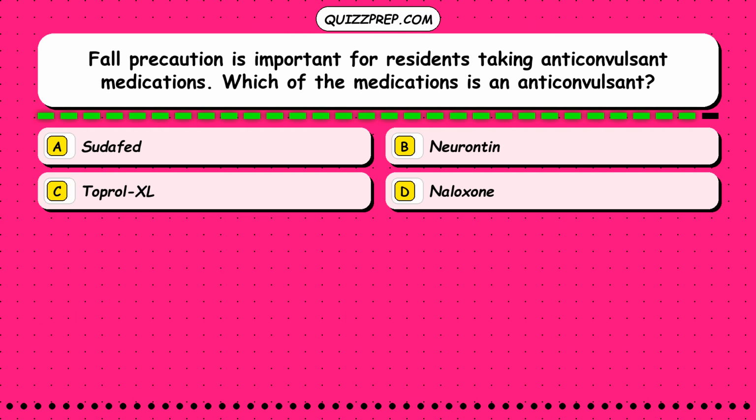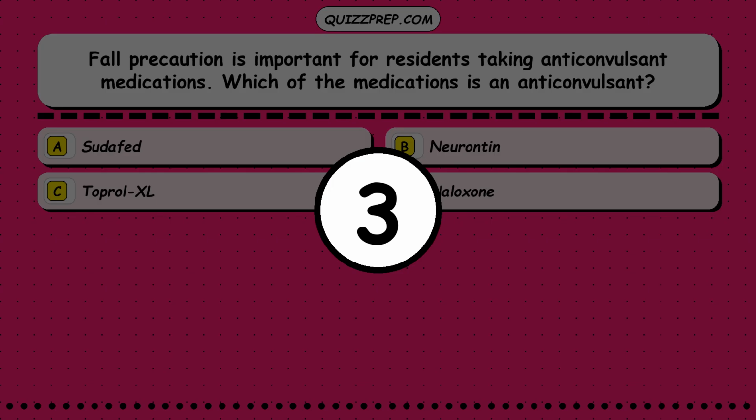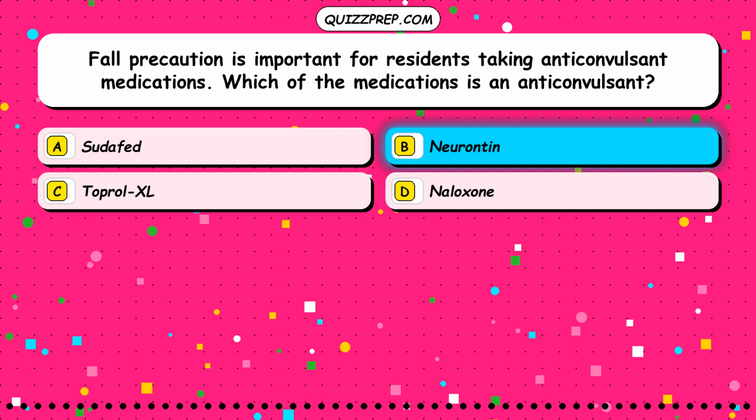Question 287. Fall precaution is important for residents taking anticonvulsant medications. Which of the medications is an anticonvulsant? Option A, Sudafed. Option B, Neurontin. Option C, Toprol XL. Option D, naloxone. The correct answer is option B, Neurontin.